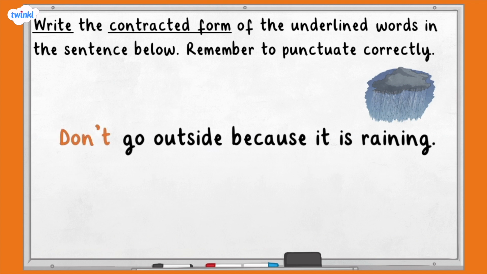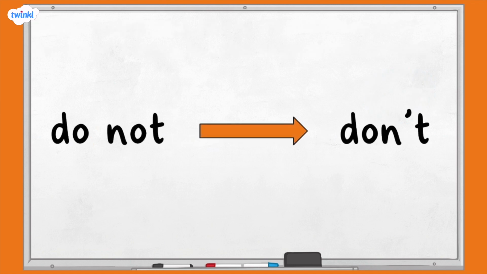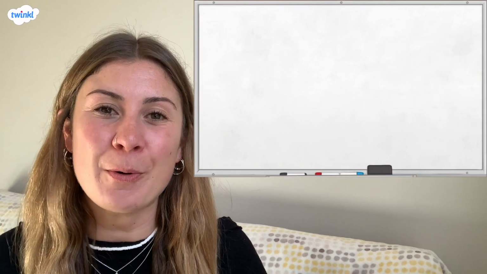Do not becomes don't, with the apostrophe where the vowel o has been omitted. Top tip: when the second word is not, the apostrophe always goes where the o has been omitted in not. Well done if you got that one right. Let's take a look at one more question.